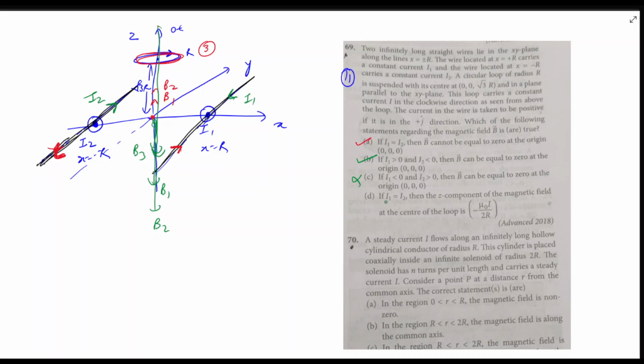Okay. Now if I1 and I2 are equal, then the Z component of magnetic field at the center of the loop is this. If I1 and I2 are equal, then at this point, right, due to one magnetic field will be... so let me make a diagram like this. So this will be the perpendicular distance, the magnetic field will be like this. Okay, so if I'm considering I1 like this, and I2 is also equal, so I'm considering the direction to be the same.